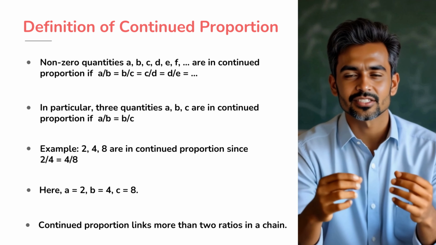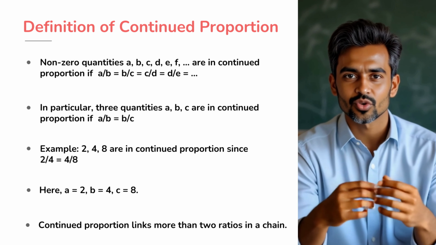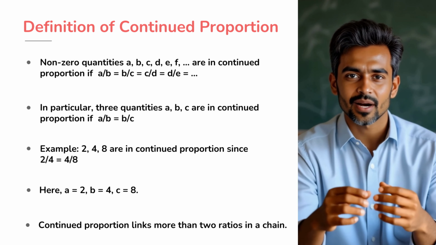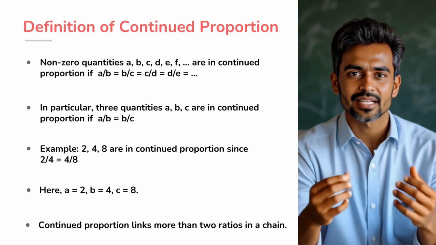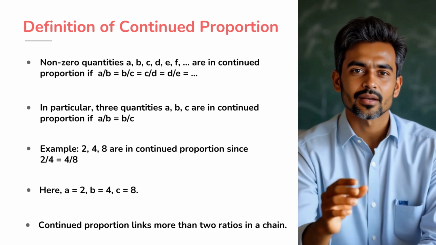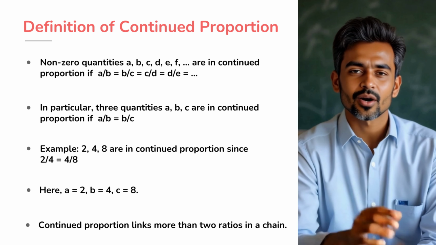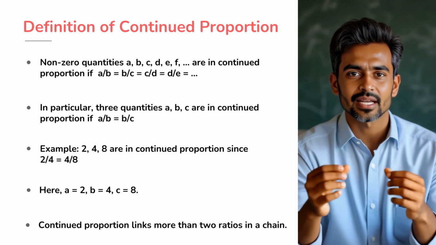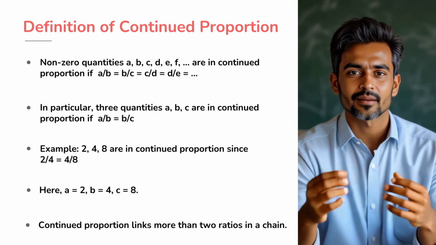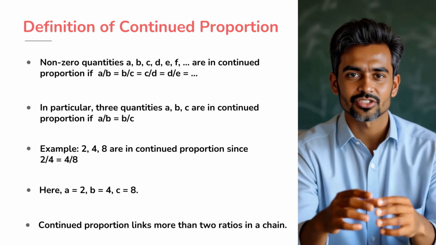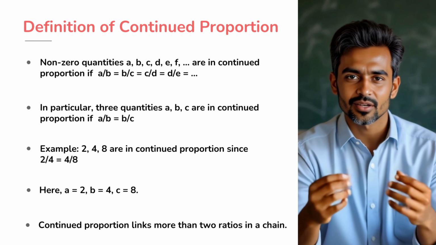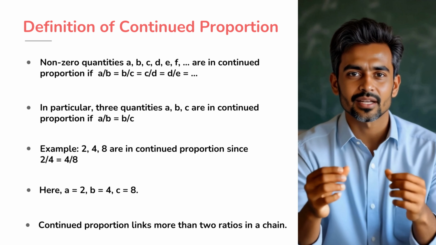Now let's extend this. Quantities are in continued proportion when more than two ratios are equal in a chain. For example, if a divided by b equals b divided by c equals c divided by d, and so on. In particular, three numbers a, b, and c are in continued proportion if a divided by b equals b divided by c. Take the numbers 2, 4, and 8. They are in continued proportion since 2 divided by 4 equals 4 divided by 8. You can see the pattern. Each ratio links smoothly to the next.